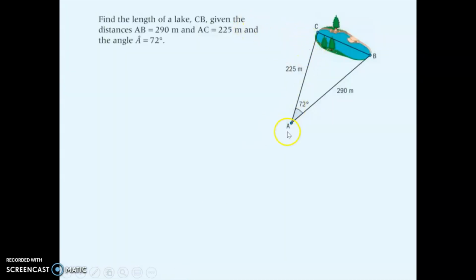We have a situation where somebody is observing, looking at a lake. They know this angle is this, these distances are these, and we want to know the length of the lake. We're looking for CB. So what do you know in this one? What kind of triangle, or what do you know about this triangle? Well, we can see we know side, angle, side. Oh, side, angle, side. Which rule? Cosine rule. Okay, use the cosine rule.